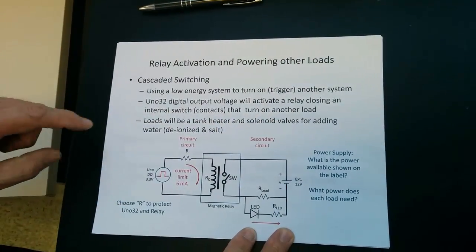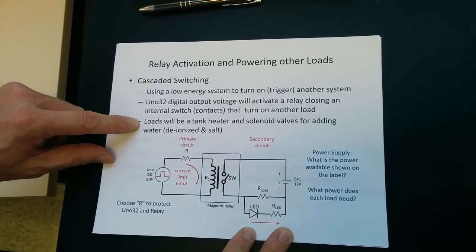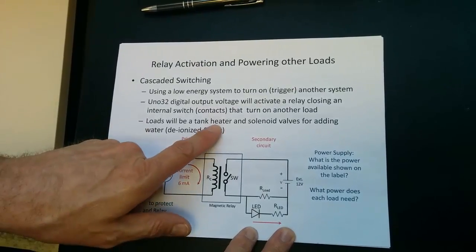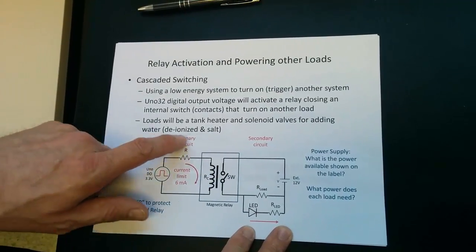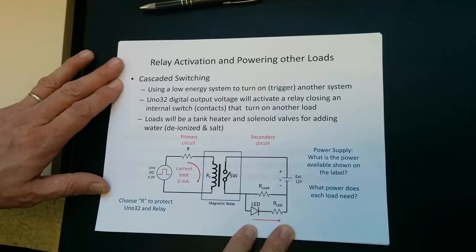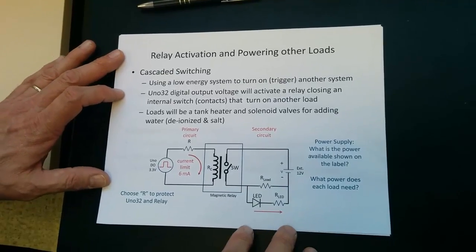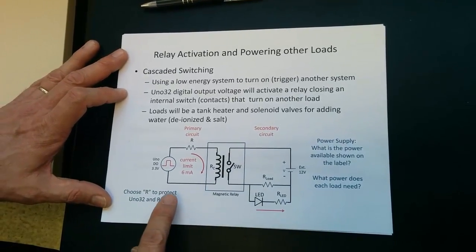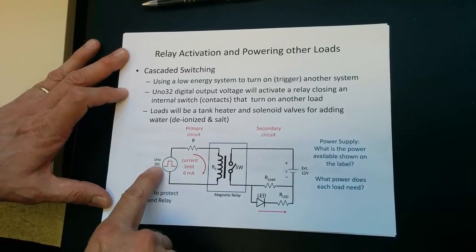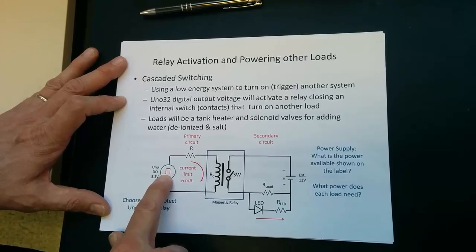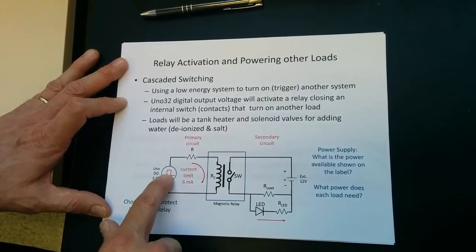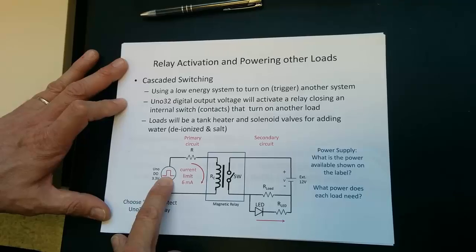on other loads. So the loads that we're talking about for our fish tank control system will be a tank heater and the 2 solenoid valves that will be used to add deionized water and salt water in a few weeks. So again, cascaded switching, a typical circuit we're talking about here, shows the UNO 32, its digital output, and that step function right there, this is indicating that we'll be turning that on and off with the microcontroller.